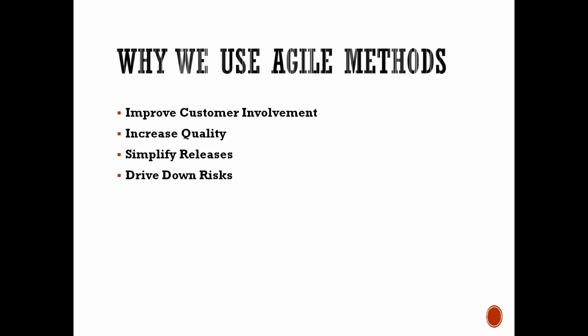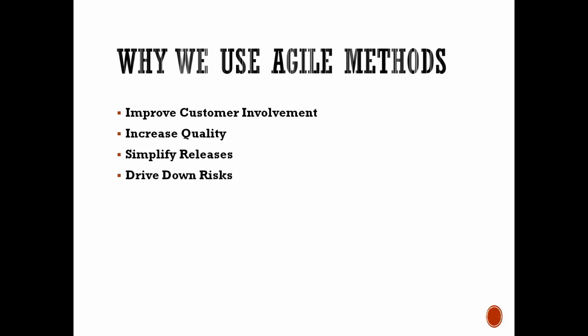Point number 1 is improve customer involvement. Why does it improve customer involvement? Because here we interact with customers often, like in the first definition it says every week. So every 2 weeks, we don't have to wait for the end product and then show the customer the last product. Instead, we meet with customers every 2 weeks and see if everything is okay.